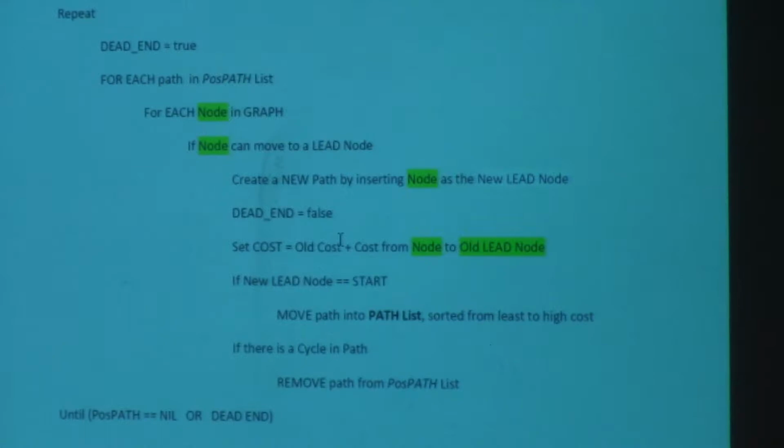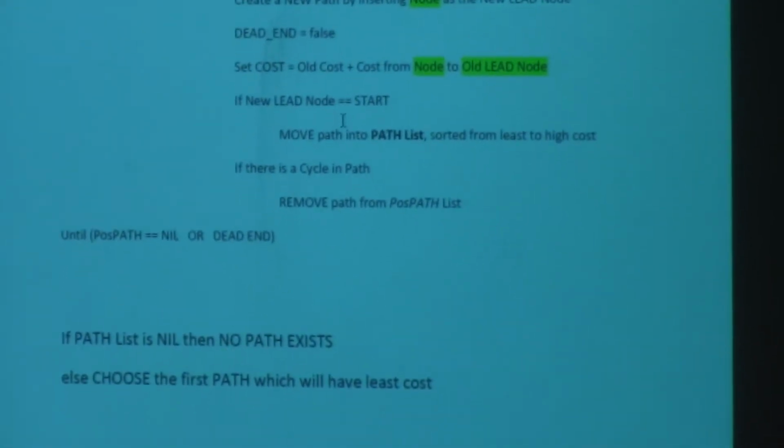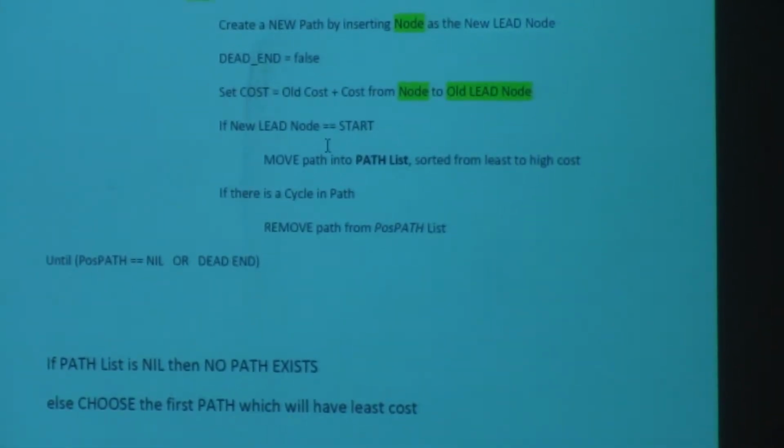When does dead end get set equal to true? Well, it gets set equal to true here. And it gets set equal to false when? As long as we have a new possible path. So this dead end business is just making sure that we have a potential to start the algorithm. That's all it is. Now, if the path list is nil when we terminate the algorithm, then there's no such path. Can't reach it. Else, we'll choose the first path in the right-hand column. It's going to have the least cost. Why? Because we're moving it into the path list and we're sorting it by cost.